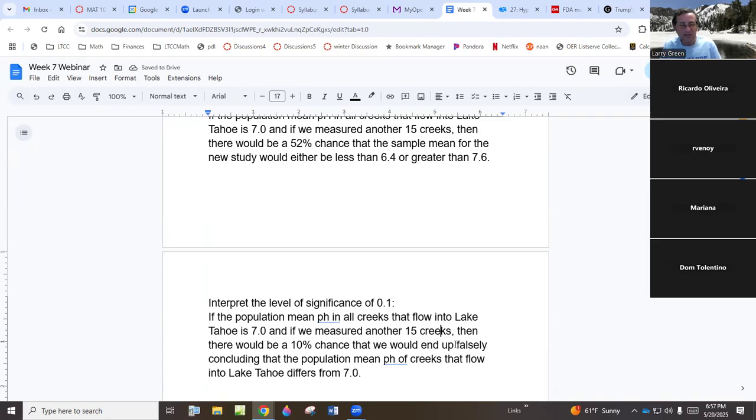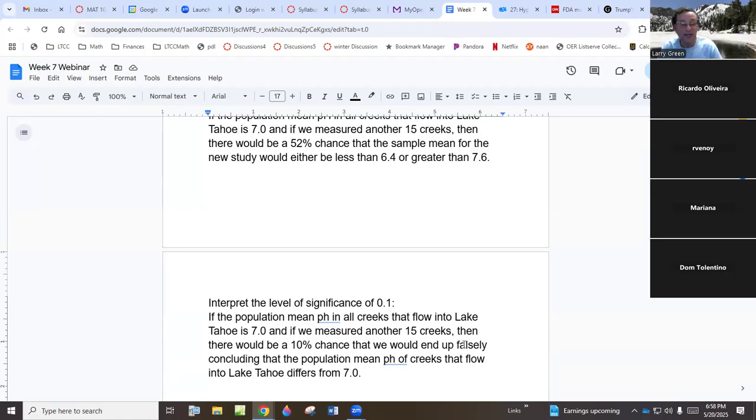Any questions on this interpretation of level significance? Very similar to the last idea, but notice that the words are all about creeks and pH and stuff, where the last one was about vaccinations, getting COVID. But statistically, it's just kind of the same idea. It's important to know whether you're talking about mean or proportion. So notice here, mean. Don't mix those up. You lose points if you refer to proportion when it's a mean or vice versa.